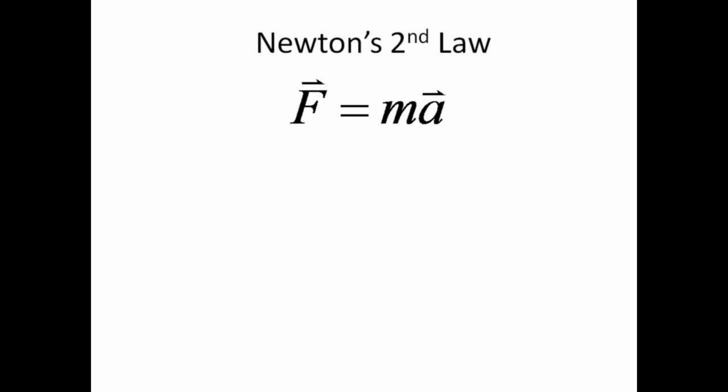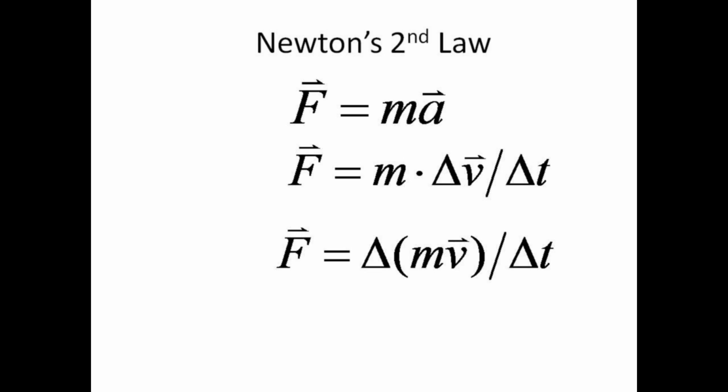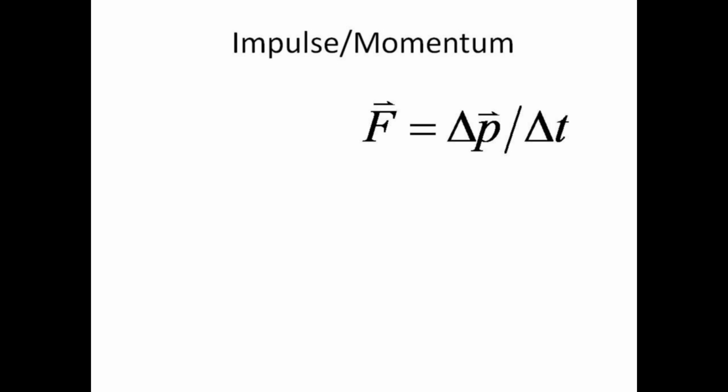The usual way to write Newton's second law of motion is F equals ma, but there is another way. Substitute delta v over delta t for the acceleration, move the mass m into the delta, and we have F equals delta p over delta t. Thus, force equals rate of change of momentum.